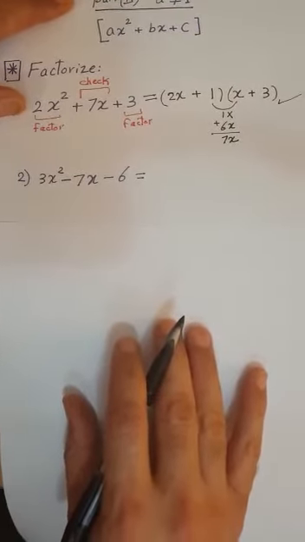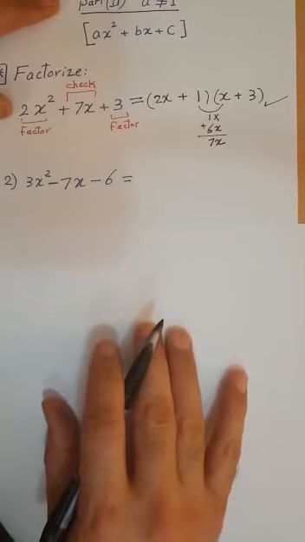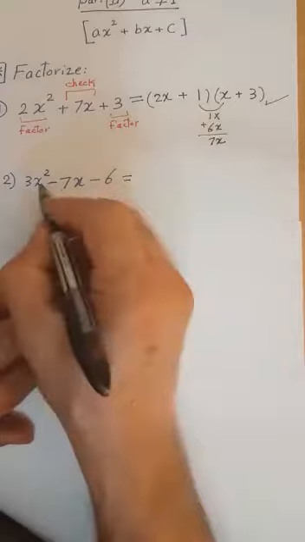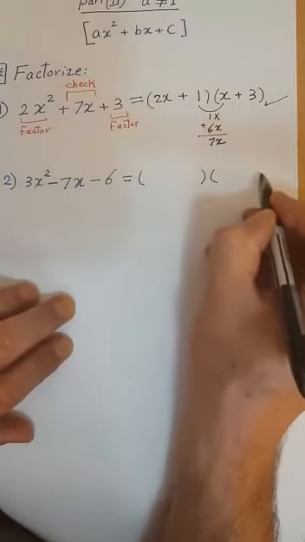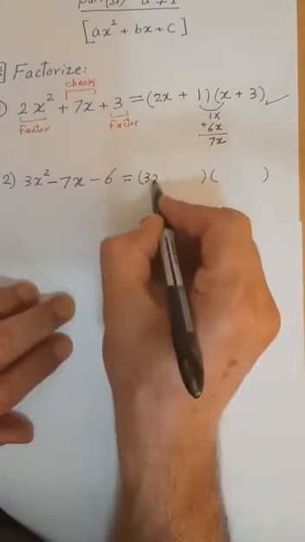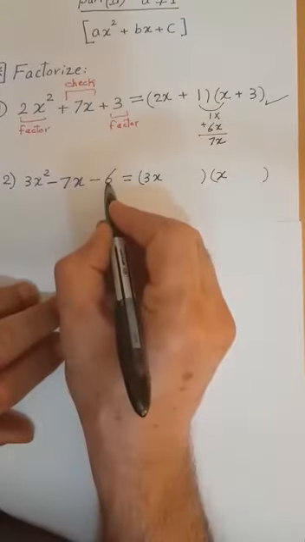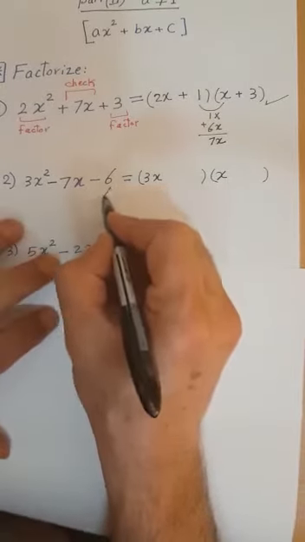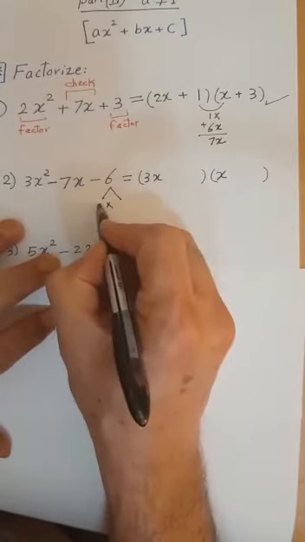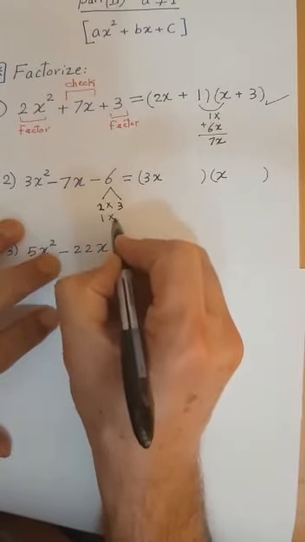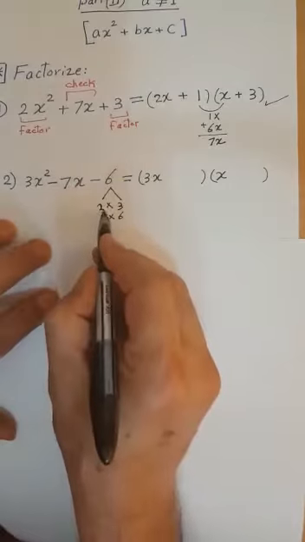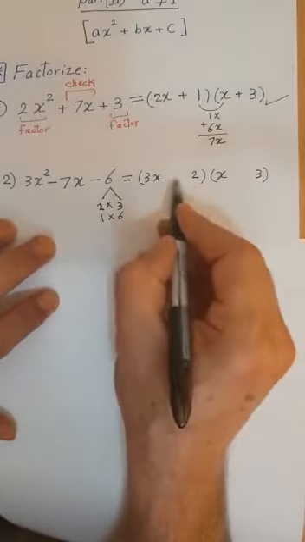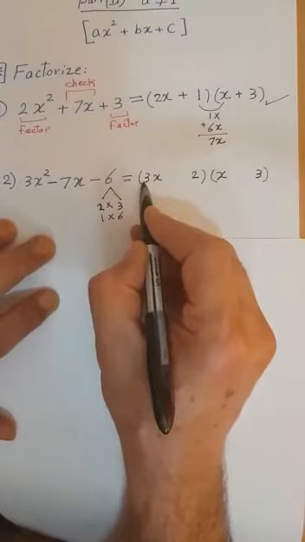Number 2. Factor 3x squared minus 7x minus 6. We don't have a common factor. Double bracket. 3x squared is 3x and x. 6 is 2 times 3, or 1 times 6. Let me try first 2 times 3. I just write 2 here and 3 here. Of course, you cannot try 3 here again, because you already have 3 here.